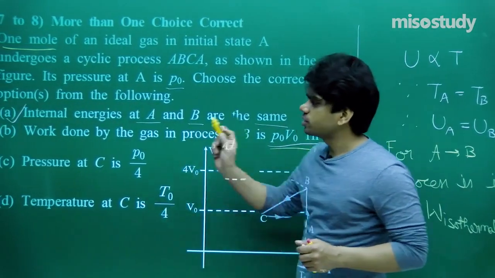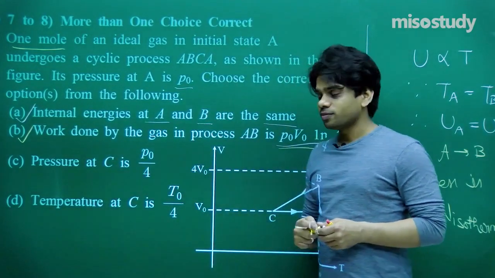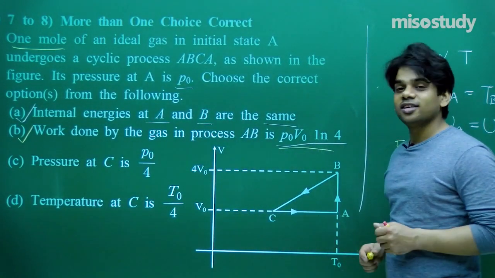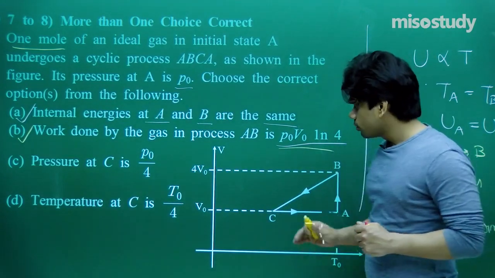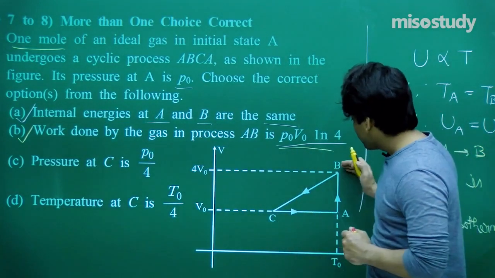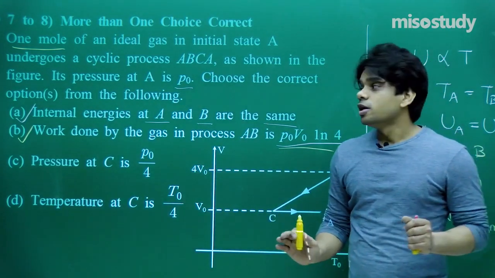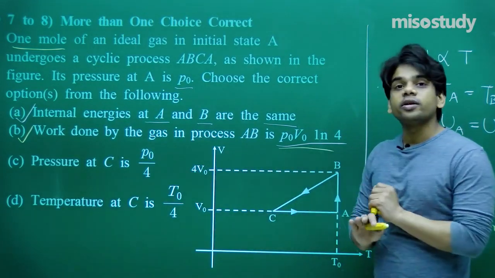Yes, this option is also correct. Pressure at C is P0 by 4. Now the question asks what the pressure at C is. First of all, from the curve in the question, it's not given that this straight line B to C is going and touching the origin. It's not mentioned. So pressure at C we cannot evaluate.